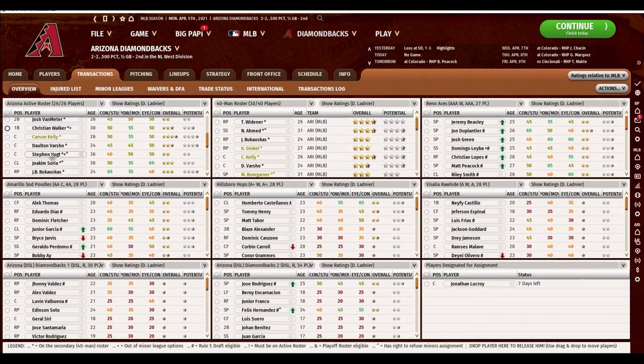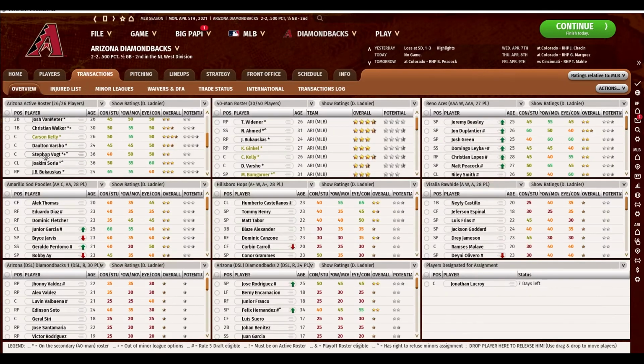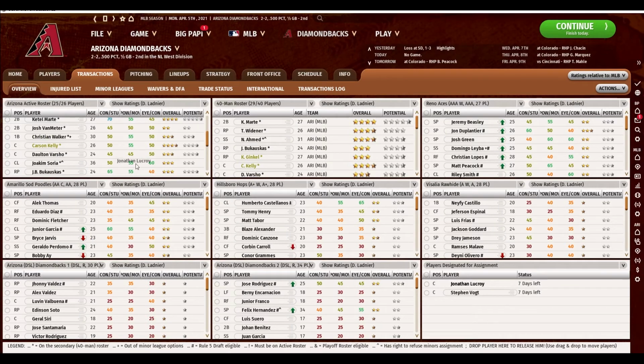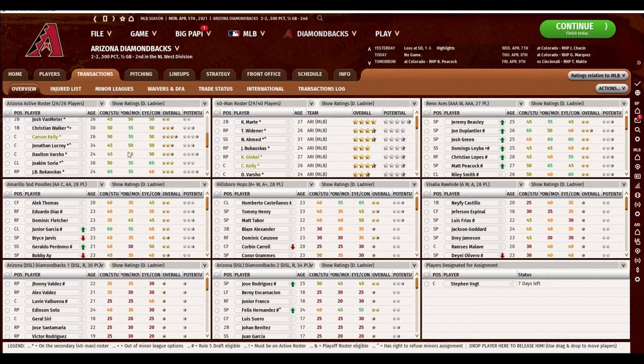You know, someone like Stephen Voigt, he's unknown and he's insignificant. So in this particular case, I DFA Voigt and I bring up Lucroy. Now, if you trade Lucroy, you're going to take a hit to fan interest. But now I have a 3-star catcher on our team that we can use as a trade chip to potentially bring in another popular player. And you end up just kind of shuffling those cards around and trading one popular player for another. So you can see how big of a difference that makes.